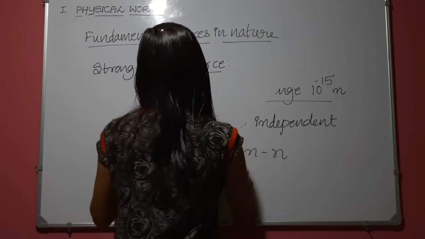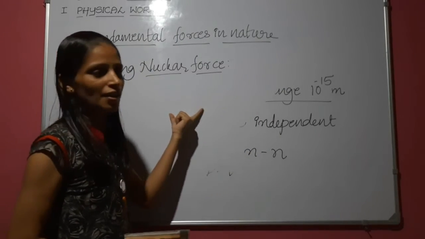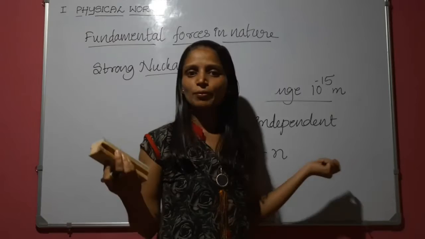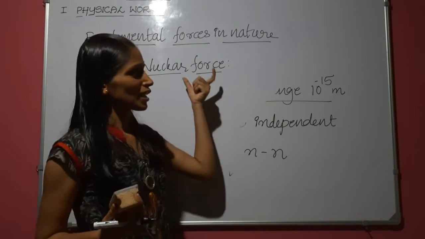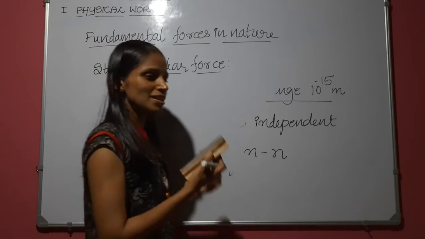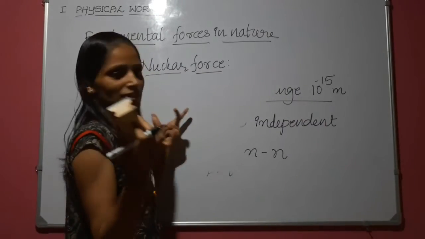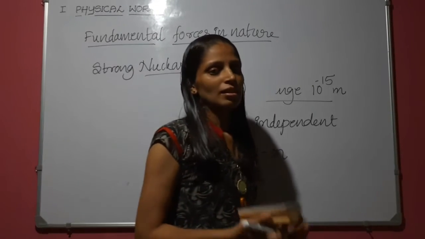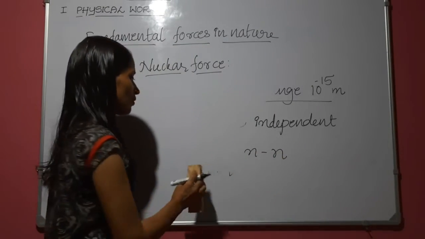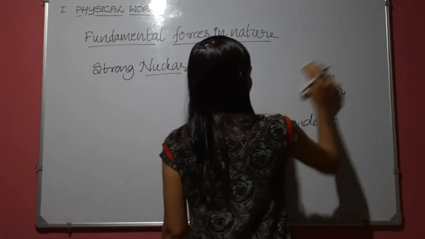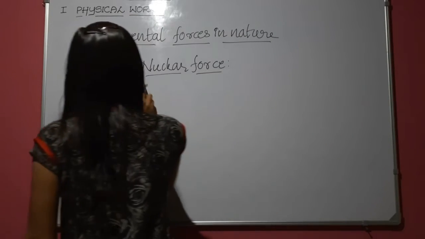Nucleus formation happens due to the strong nuclear force; atom and molecule formation happens due to the electromagnetic force. Next, matter in the galaxies, stars, the universe: it is gravitational force. Gravitational force is the universal force. So next one is the weak nuclear force.